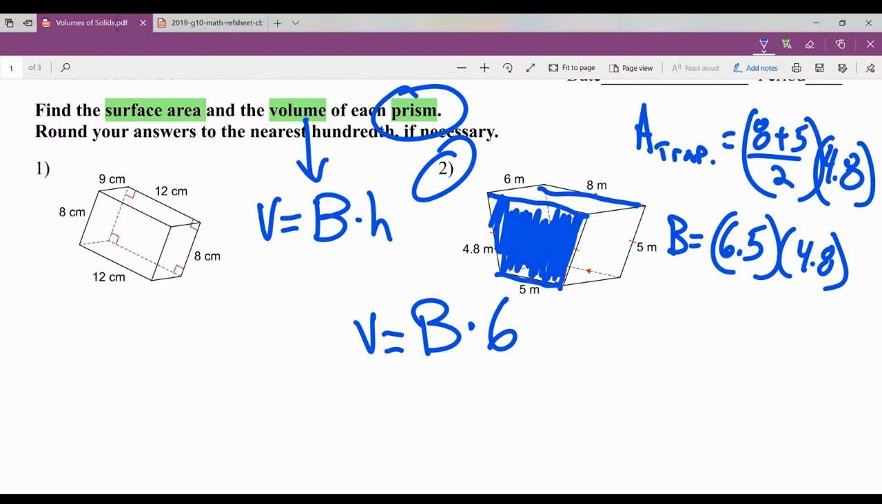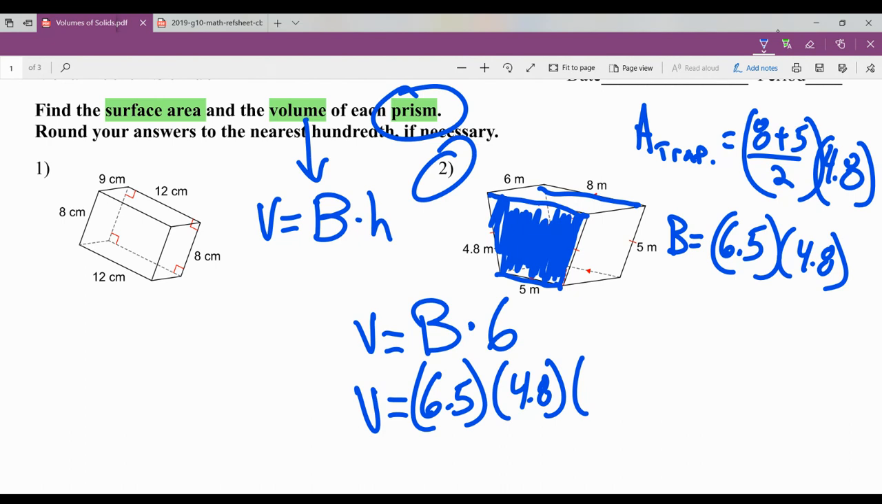Now, because we're trying to find the volume, multiply that by 6. So the volume of the prism is the 6.5 times the 4.8 times the 6, which is considered the height of the prism. So this can be confusing. I said pyramid, I'm sorry. The prism, there's the height of the prism, which is the distance between the two bases. That's the 6.